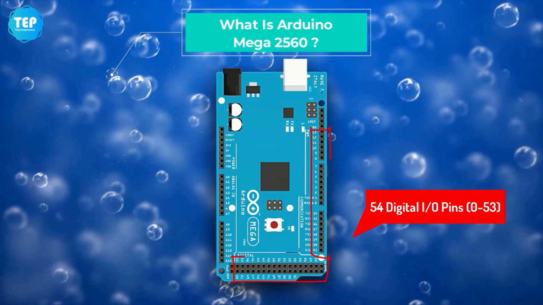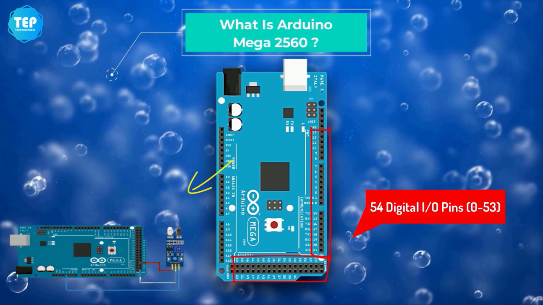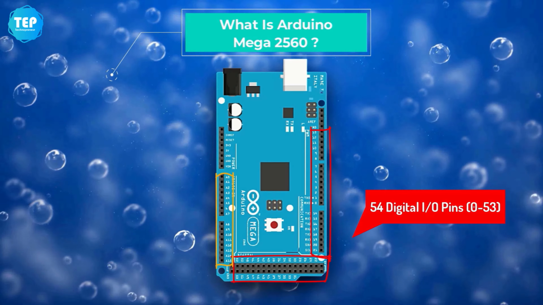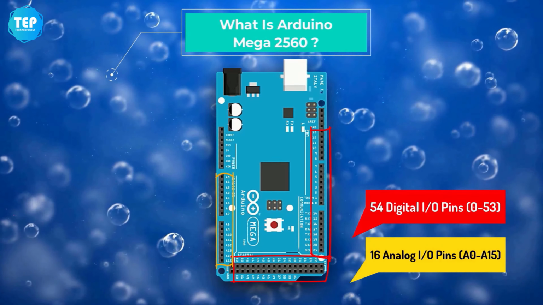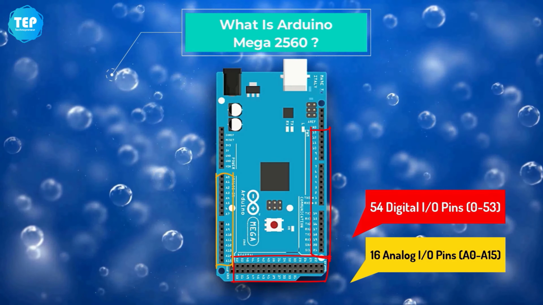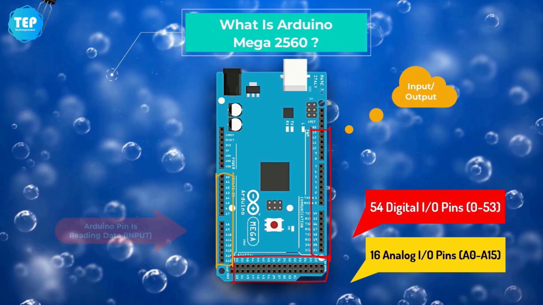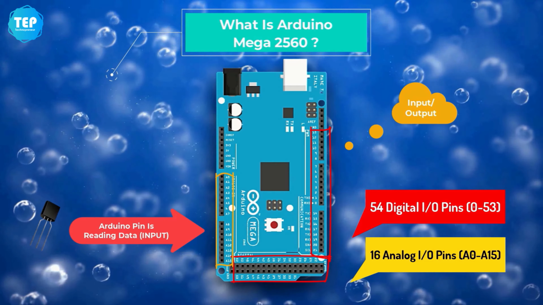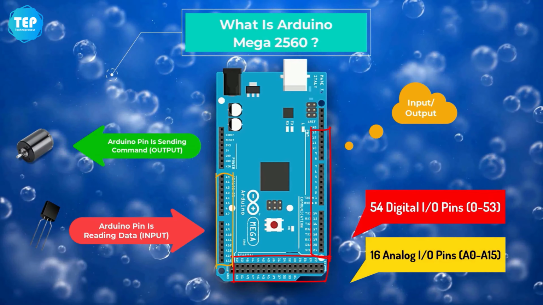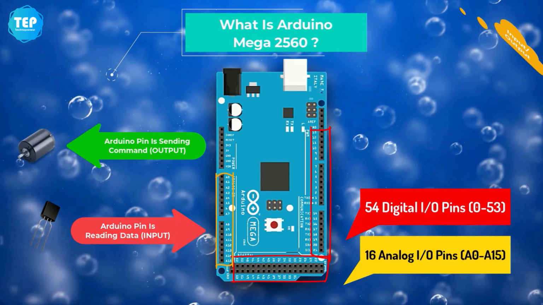Arduino Mega has 54 digital pins, starting from 0 to 53. These digital pins are used to interface digital sensors and modules with Arduino Mega. Moreover, it has 16 analog pins starting from A0 to A15. These pins are used to interface analog sensors. We need to specify it in the programming, whether we want to use these pins as input or output. If we are interfacing any sensor, then we need to make these pins input, so that we could read the sensor's data, but if we want to control any module or motor, then we have to make these pins output, so that we could send instructions.